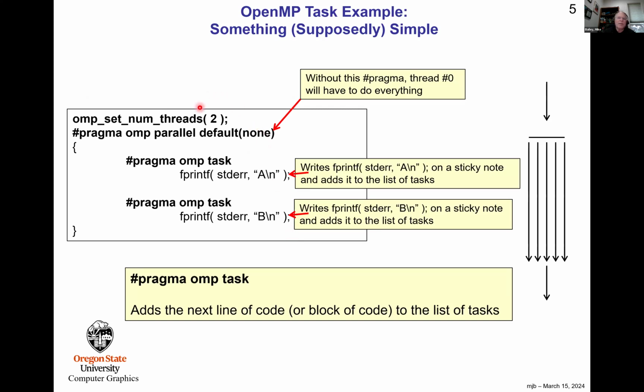Okay, so let's do an example. Set number of threads to 2. Okay, pragma omp parallel. So at that moment, that becomes 2 threads. And I'm going to say pragma omp task, and I'm going to print the letter A. Pragma omp task, I'm going to print the letter B. And it's one line of code or it's code with curly braces around it. And so now I'm going to execute this.